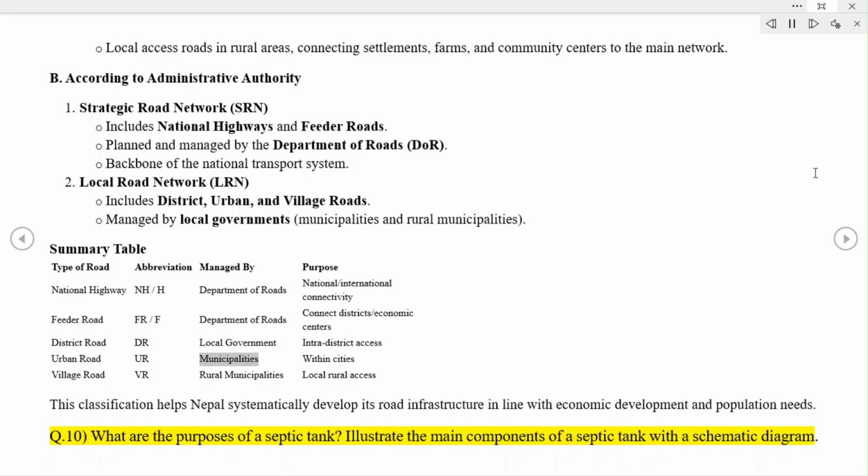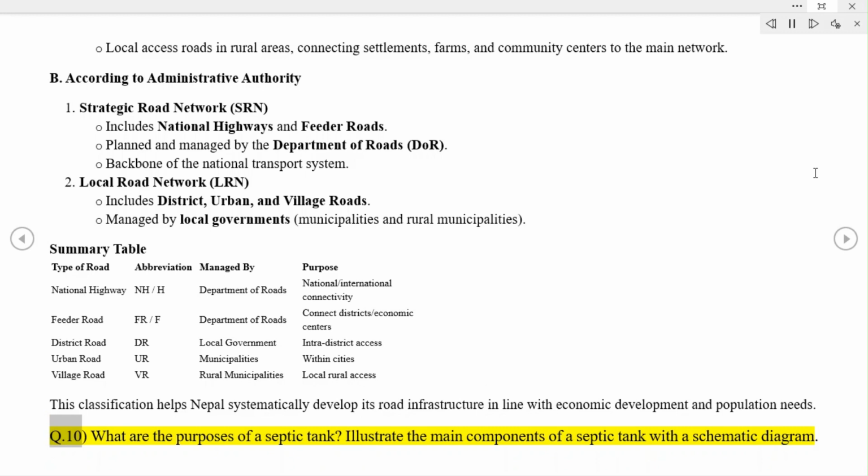Municipalities, within cities. Village road, VR: rural municipalities, local rural access. This classification helps Nepal systematically develop its road infrastructure in line with economic development and population needs.